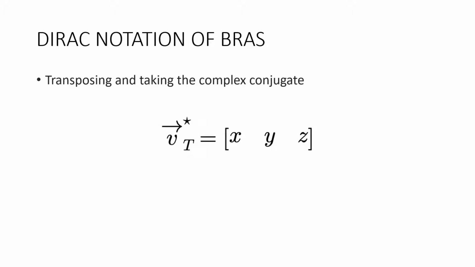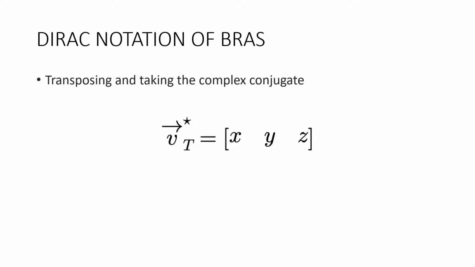To get the bras from the ket, you need to do two operations. One is you need to transpose the vector, and after that you need to take the complex conjugate. Let's say z is equal to x plus jy is a complex number, where j is equal to root of -1. You are familiar with that.